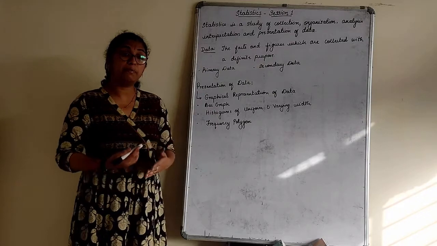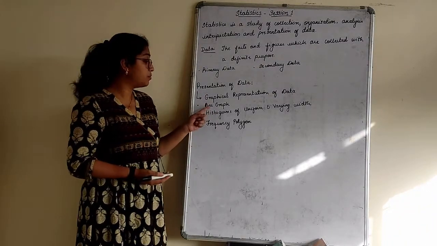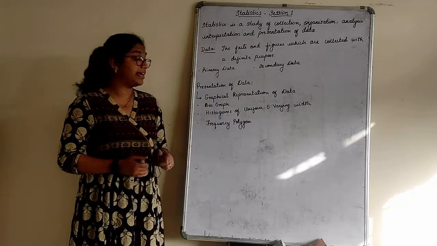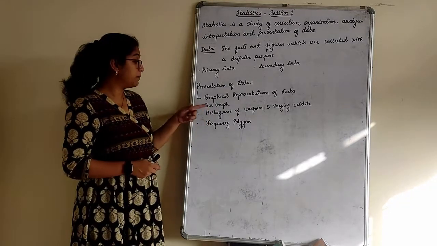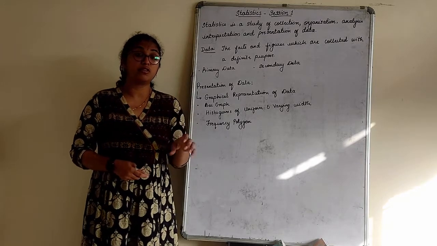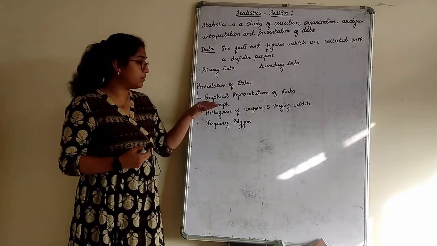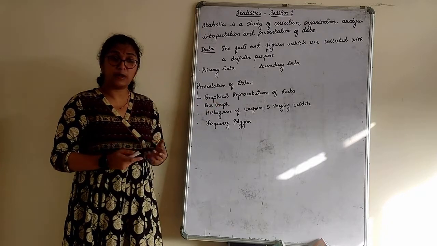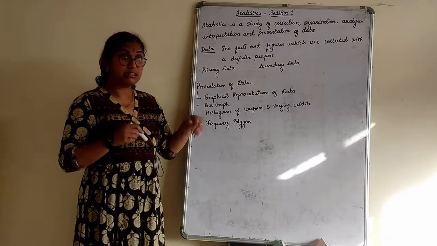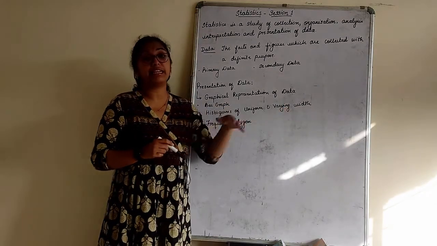Then when we talk about presentation of the data, it is presented graphically in the form of bar graph, histogram and frequency polygon. Bar graph and histogram you have already studied in standard 8. Along with that you also had a circle or pie chart. So I'll briefly tell you once again about bar graph and histogram. But here in 9th standard you have histograms of uniform and varying width.